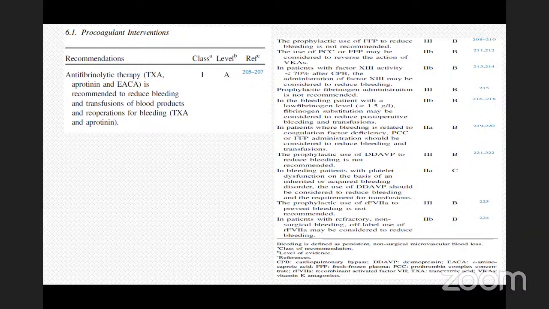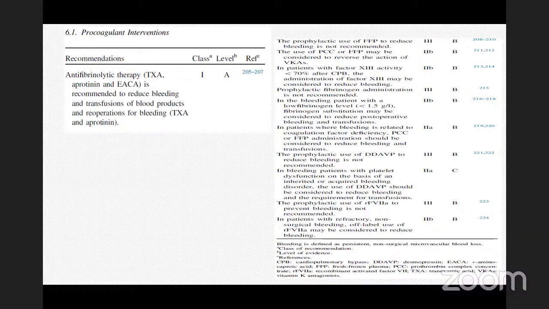The prophylactic use of desmopressin to reduce the bleeding is not recommended. This is class 3, level B. In bleeding patients with platelet dysfunction on the basis of an inherited or acquired bleeding disorder, the use of desmopressin should be considered to reduce the bleeding. This is class 2A, level C.